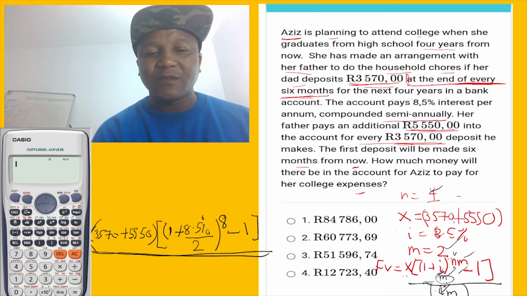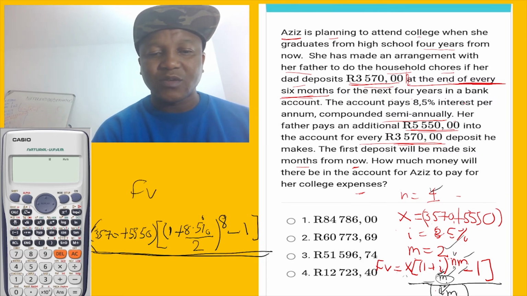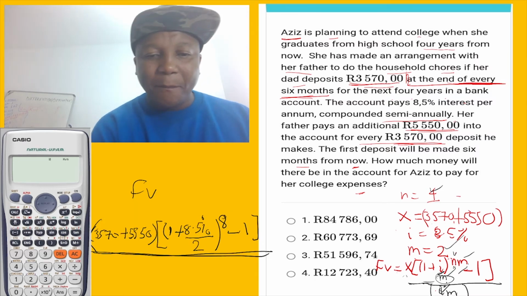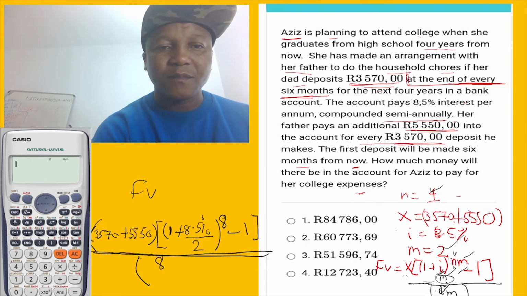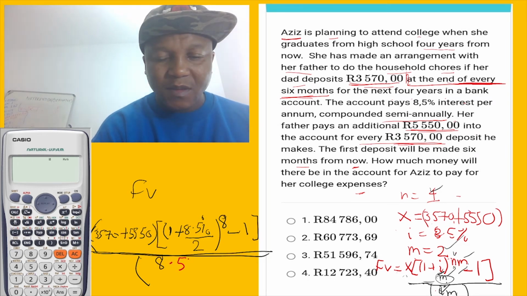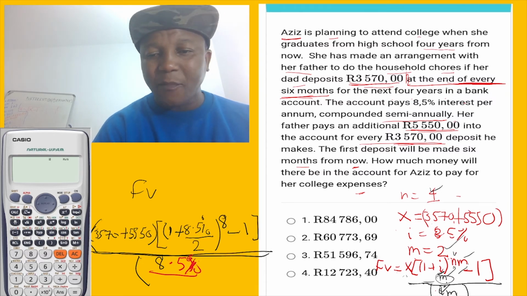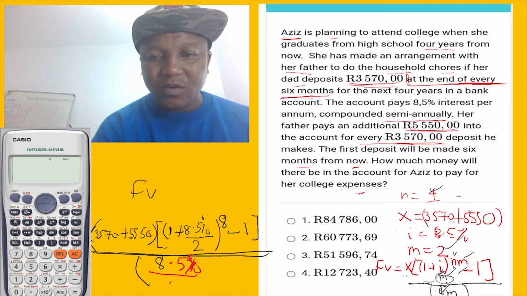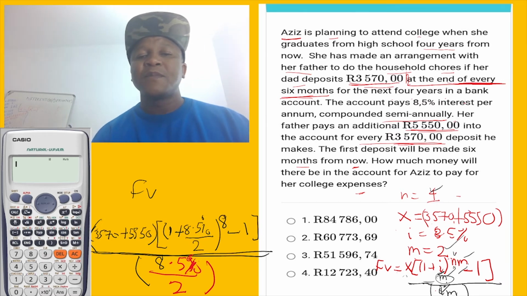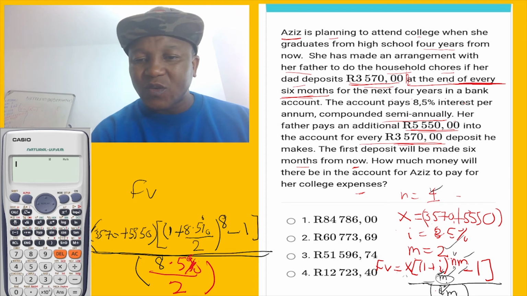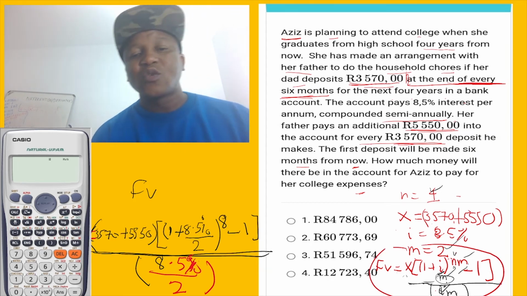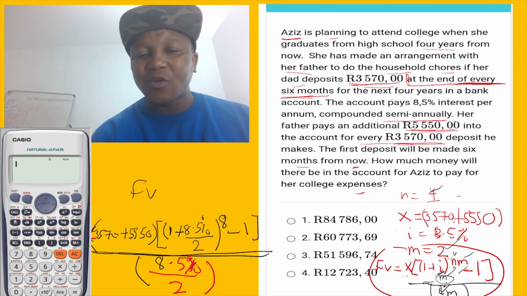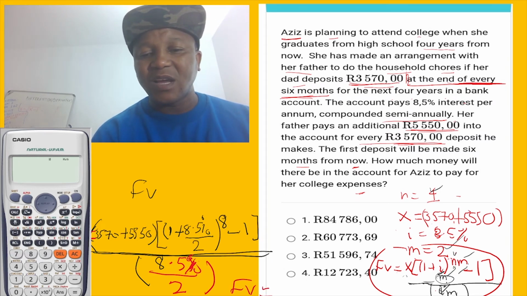So this is going to give us the future value. The future value equals this one here, and then we divide by I over m. What is I? Our I equals 8.5 percent, always over m. What is the m? M equals 2, bracket. Okay, so because we use this formula here, if we plug all of this into the calculator, it is going to give us the future value we're looking for.